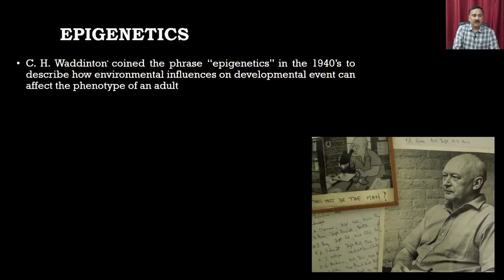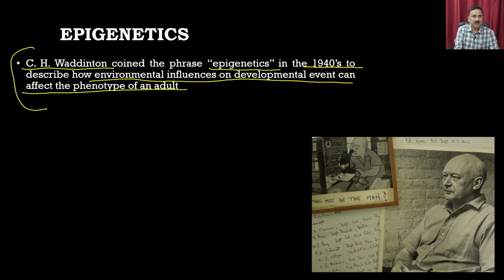People then started discussing how these kinds of changes happen, and all these phenotypic changes are part of epigenetics. C.H. Waddington coined the term epigenetics in 1940 to describe how environmental influence on developmental events can affect the phenotype of an individual.